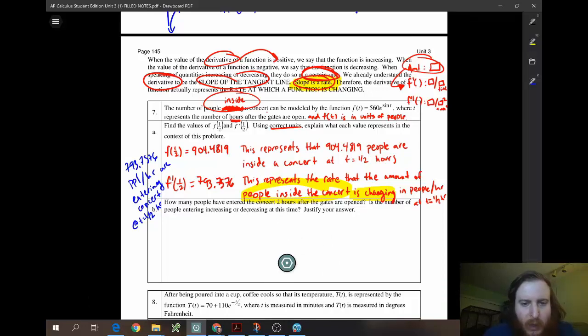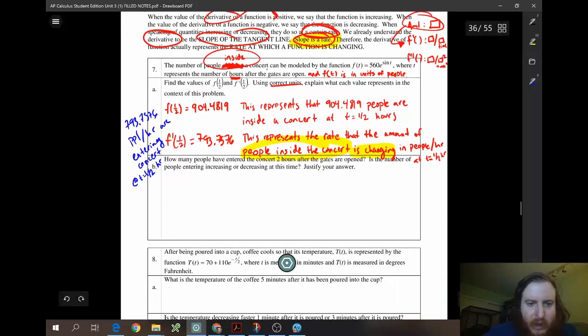Okay, now how many people have entered the concert? And again, I don't like this wording, so let's say how many people are inside. So how many people are inside the concert 2 hours after the gates are open? And is the number of people increasing or decreasing? These are going to be two different ideas. So how many people are inside of the concert? We're going to write f of 2 equals. On the AP exam, these free responses, a lot of times they have more than one question. So if we look, there's a question, and there's a question. So we're going to have two different answers.